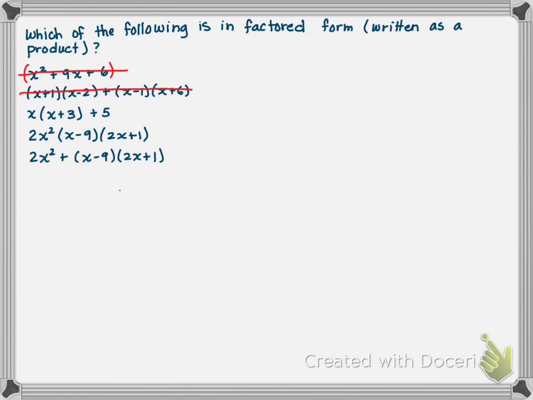I'm always afraid if I write down a non-example, somebody's going to write it down in their notes and look back on it and think it was true. So this one is not factored. What about that fourth one? Is that a product?